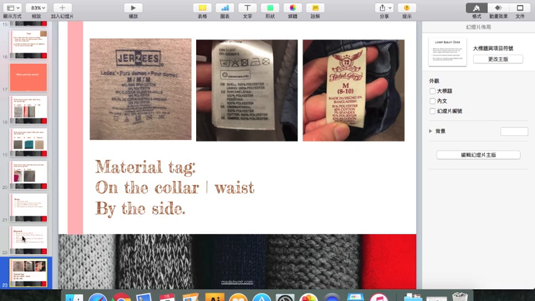How to find the material tag on your shirt is very easy. Most of the time it's on your collar, the back of your collar, in the back of the shirt. And if you can't find it there, usually it's on the side. They put it inside the seam allowance, that part. And if it's pants or a skirt, those kinds of things, it's usually on the waist. If you can't find it, then it will be on the side.